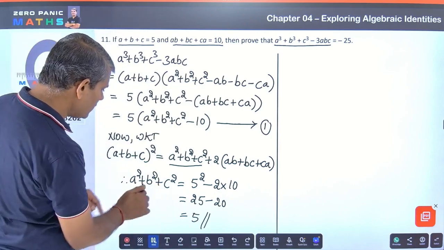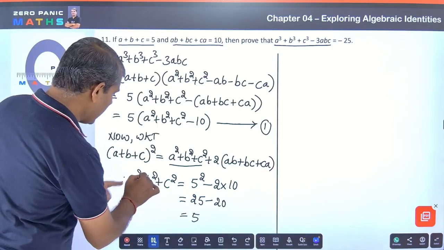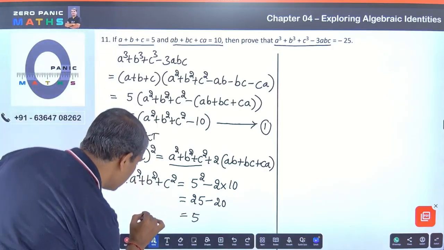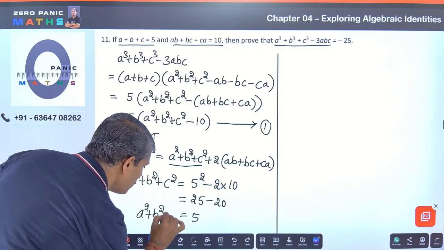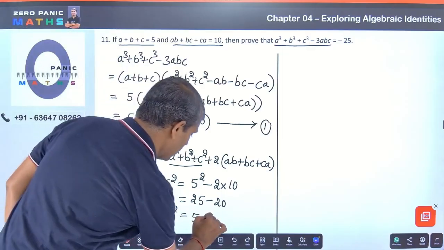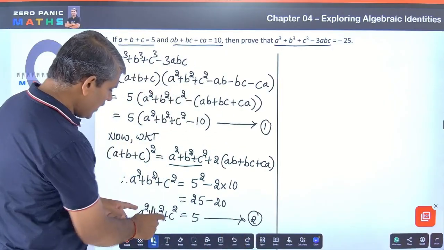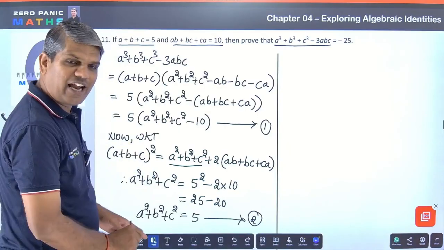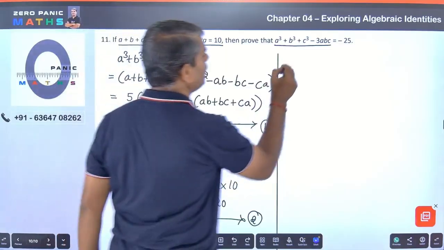What is the value of this? Okay, so let us not mark it as an answer. Sorry, it is not a plus b plus c. a square plus b square plus c square is equal to 5. Let us mark this as equation 2. Now substitute, this is what is required here, right? So substitute equation 2 in equation 1.